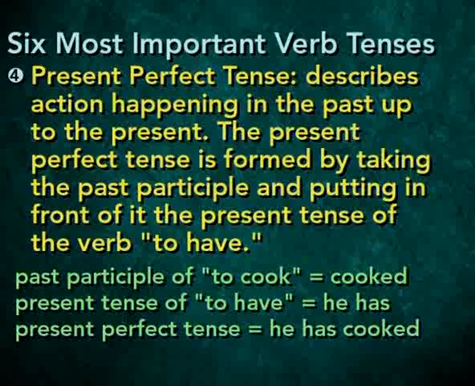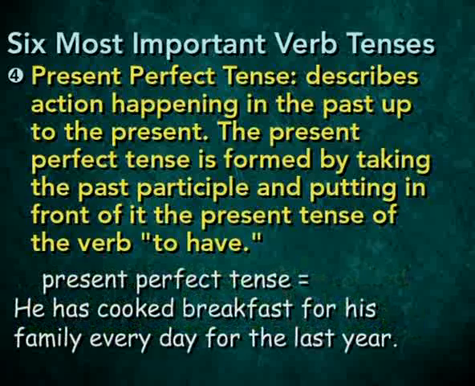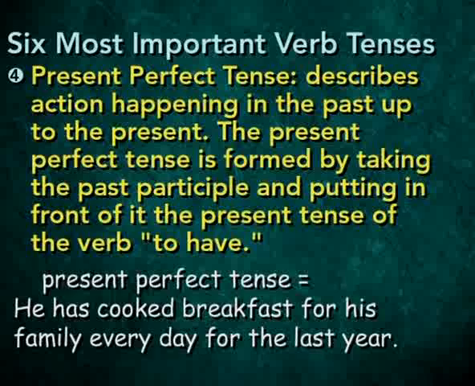Now, remember, we said that the present perfect is used for actions in the past up to the present. So how might you use he has cooked in a sentence? Well, how about this? He has cooked breakfast for his family every day for the last year. Think about what this sentence is saying. It's talking about someone who has cooked breakfast for his family every day for the past year up to and including today.